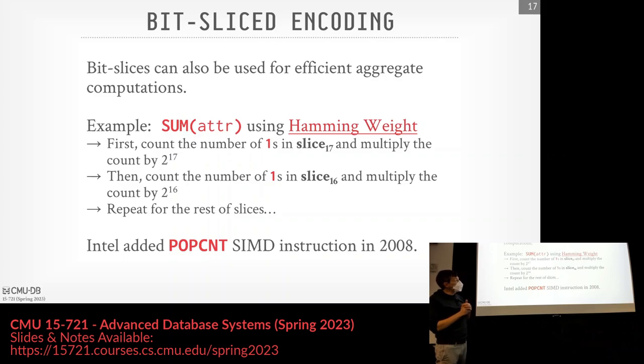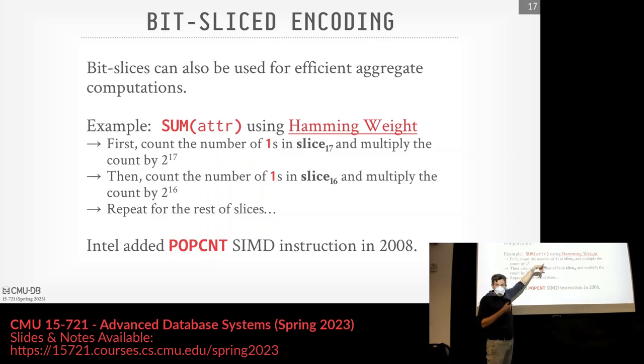So bit slices are also used for efficient aggregate computations. A really simple trick, if you want to do a summation on a column, is you can use the Hamming weight, which is the number of ones, meaning you count the number of non-zero bits within a string of bits. So you walk along the slice, count all the ones in the first slice, and multiply by 2 to the 17, because that's their position in integer form. Then you count all the ones in the next slice, multiply by 2 to the 16, and you do this for all of them going across one by one. And you add those together, and you get the summation.